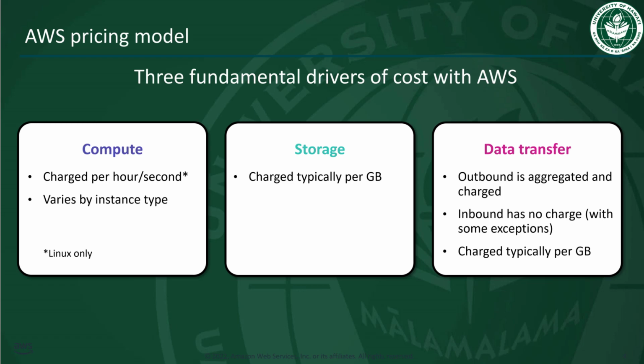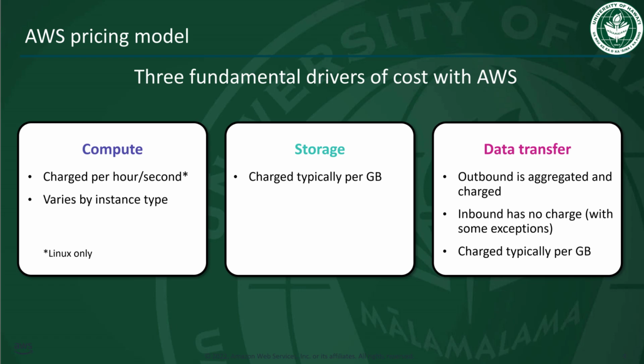Now, there are some exceptions, so be sure to verify your data transfer rates before you begin to use an AWS service, especially for production level workloads. Outbound data transfer is aggregated across services and then charged at the outbound data transfer rate. This charge will appear on monthly statements as AWS data transfer out, but again, it's aggregated across your services.